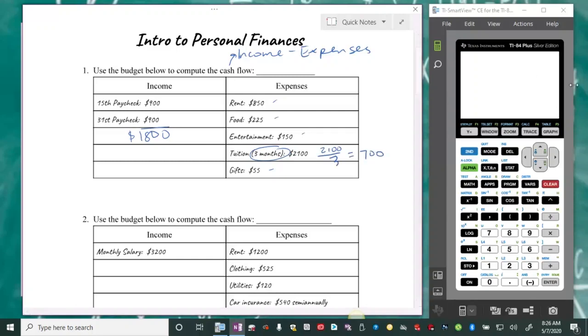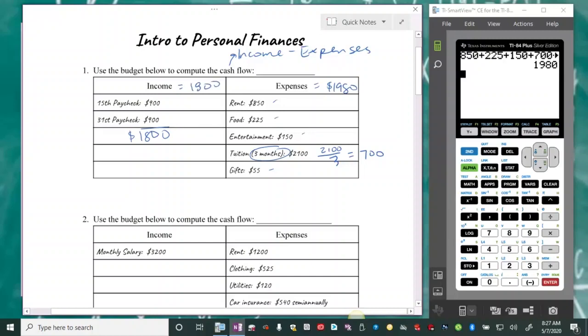So I want to go ahead and add up these expenses. Just move over here to my calculator. So I'm going to take 850 plus 225 plus 150. Now the 700 because that's the monthly expense. And finally the 55. That gives me total expenses for the month of 1980. So we've got our total income and our total expenses.